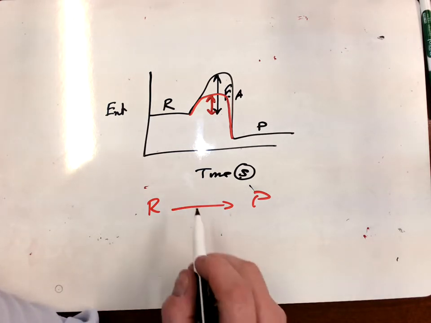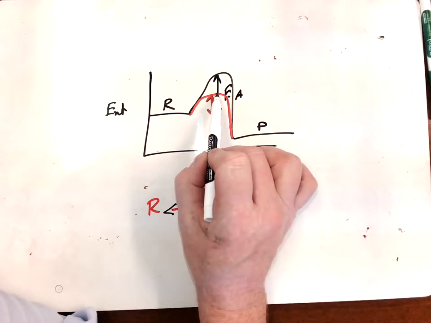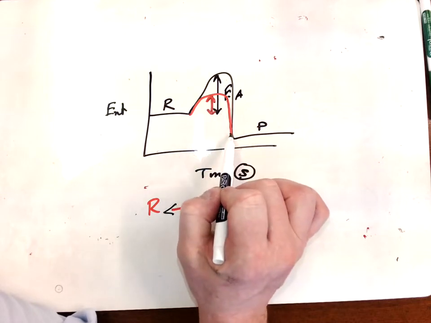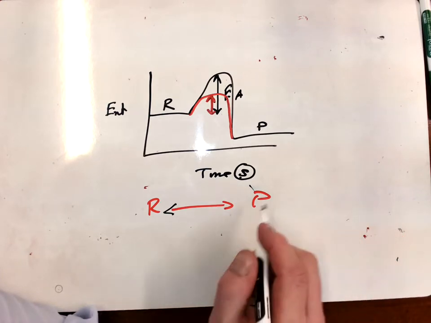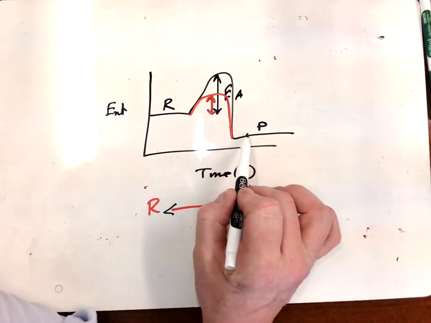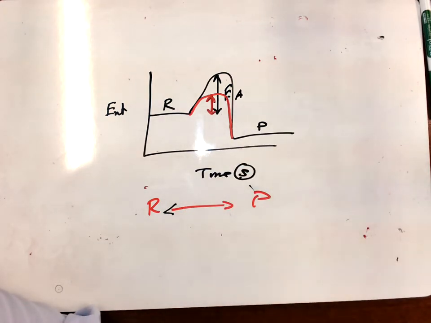Now, a catalyst has no effect on the position of equilibrium, because a catalyst does reduce the forward activation energy, but it reduces the reverse activation energy by exactly the same amount. So yes, you will go from reactants to products at less energy, but you'll also go from products back to reactants at less energy. So the rate of the forward and the reverse reaction are sped up to the same extent. Therefore there is no effect of a catalyst on the position of equilibrium.